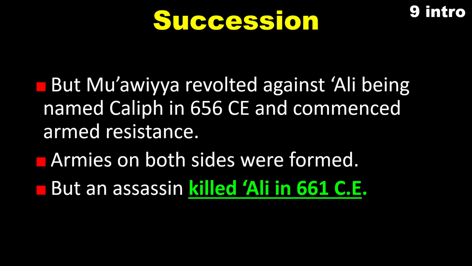But when Ali was chosen to be caliph over him, Muawiyah revolted against Ali being named caliph. Muawiyah commenced armed resistance against Ali. Armies on both sides, Ali's and Muawiyah's, were formed. But an assassin killed Ali in the year 661 Common Era. Many believe that Muawiyah was behind that assassination.